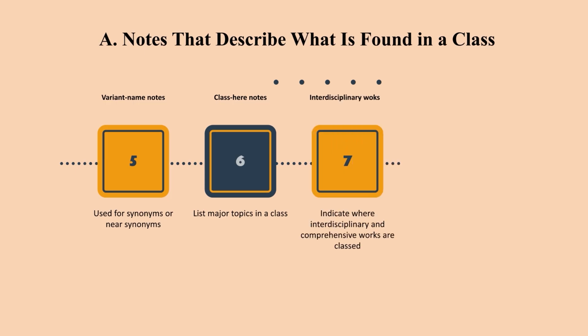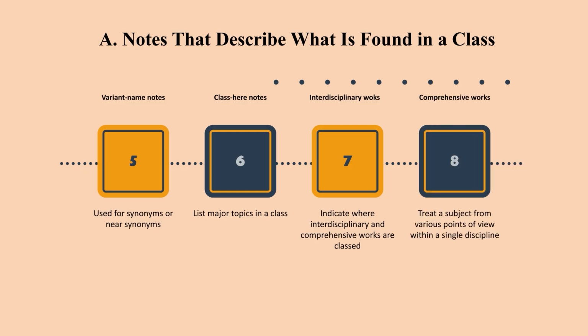Interdisciplinary work. Interdisciplinary work indicates where interdisciplinary and comprehensive work are classed. Means under a particular class there are interdisciplinary and comprehensive work that has been recorded. Finally, the eighth one is comprehensive work. It treats a subject from various points of view within a single discipline.